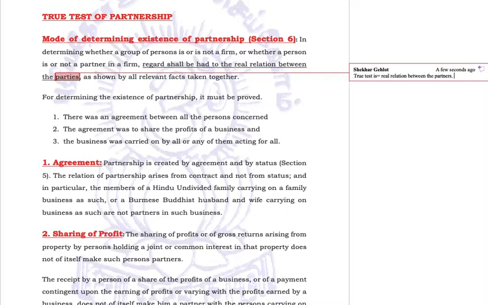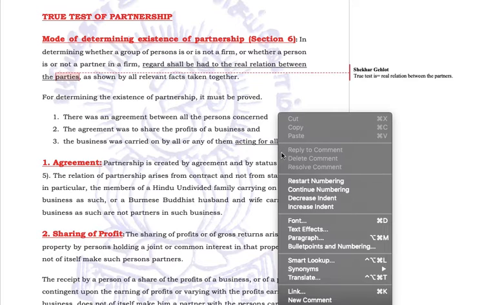For determining the existence of partnership, it must be proved that there was an agreement between all the persons concerned, like we discussed. Then it has to be proved that the agreement was for sharing of profit, and that the business was carried on by all or anyone acting for all. Acting for all is a key word again.